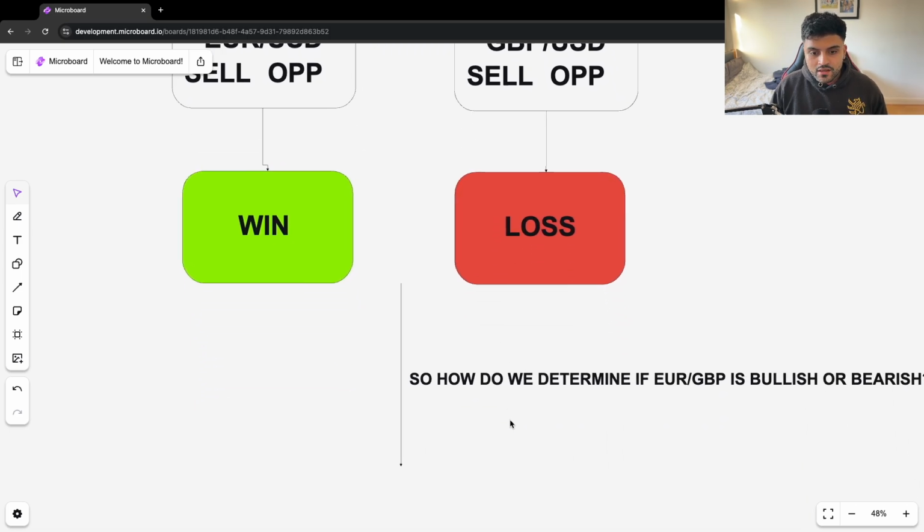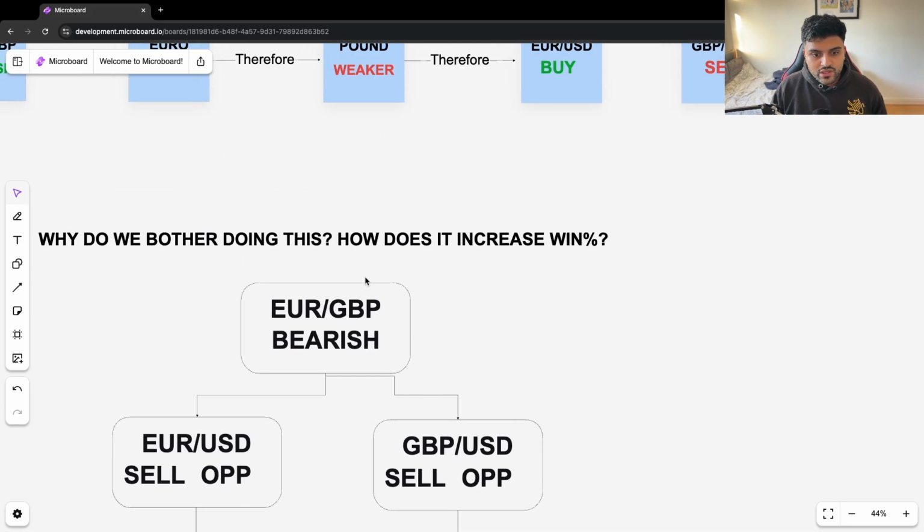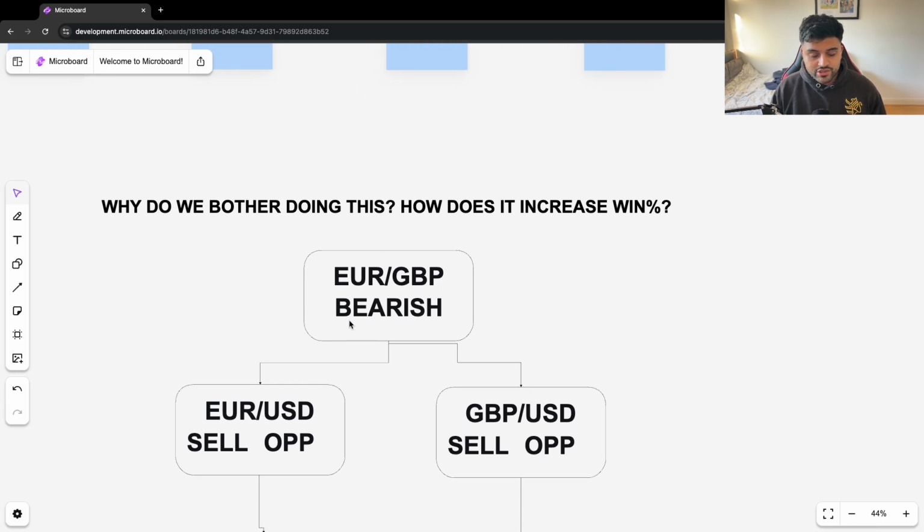Now, you might be wondering, how do we determine if Euro GBP is bullish or bearish, okay? Because that's the thing that starts everything off. We need to work out if this is bearish or bullish. Now, I don't want to waste that much of your time, and I don't want to have an hour-long video. So make sure to check out the video in the middle of the screen somewhere, which is how to calculate your daily bias. If you take how to calculate your daily bias and apply it to Euro GBP on the daily chart, bam, you've got your daily bias.